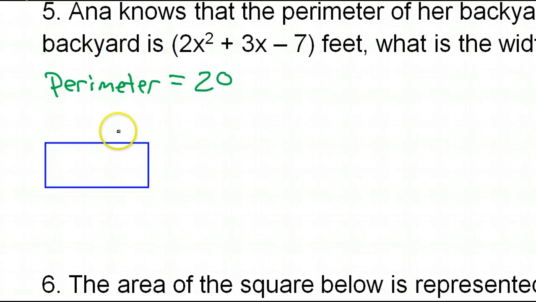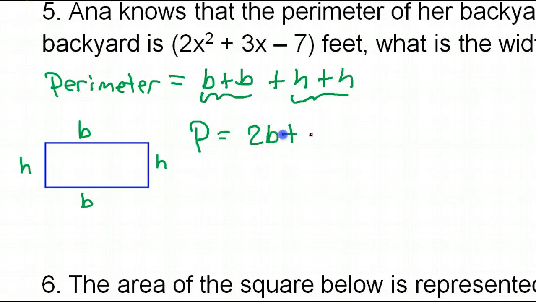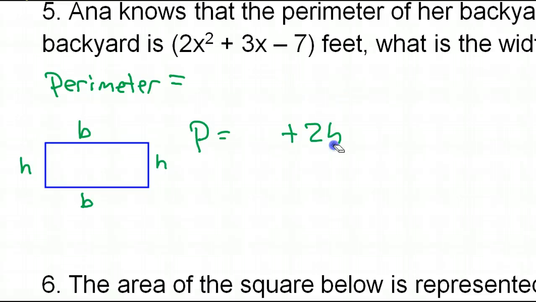If I throw some variables in here, I was calling this the base. So if this is the base and this is the height, then we've got two bases in terms of the perimeter, and I've got two heights. So the perimeter would be like having base plus base plus height plus height. These are like terms, so I could say that the perimeter is 2 times the base plus 2 times the height. Okay, so that's just a little something about perimeter to keep in mind.